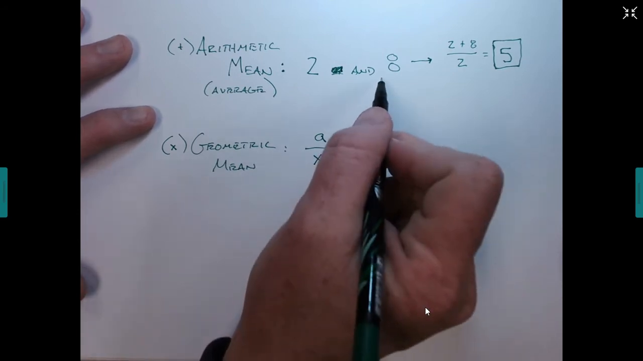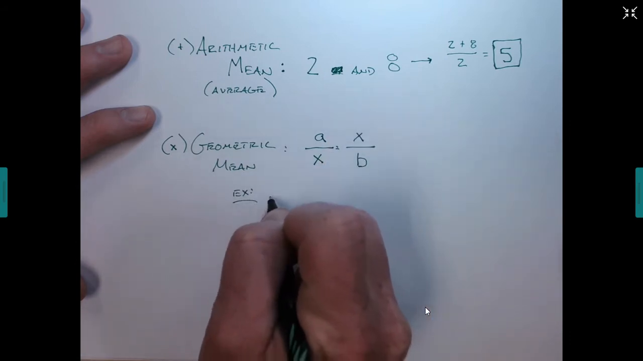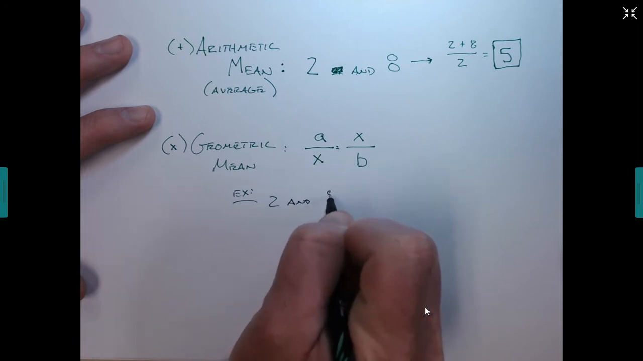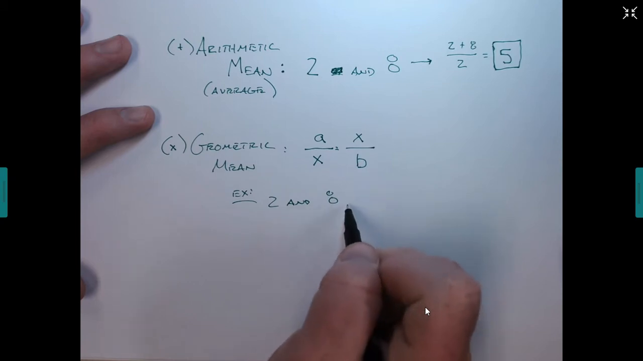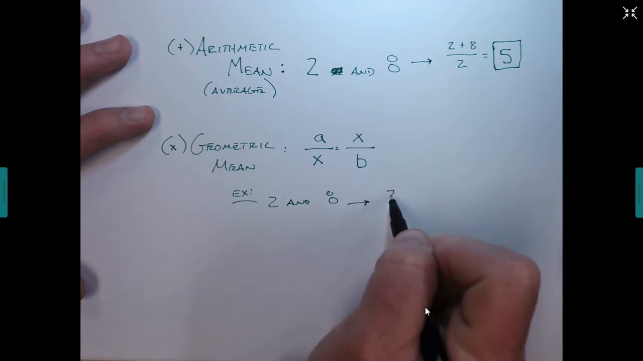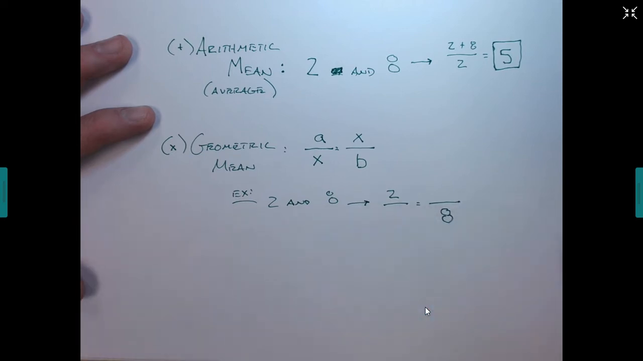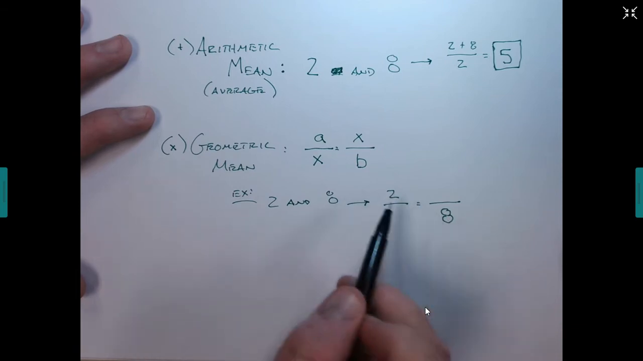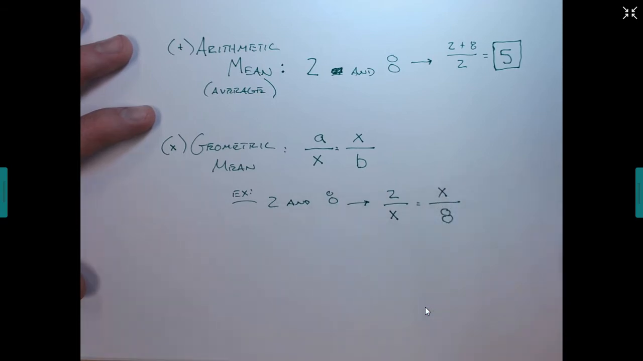So let's say we wanted to do the geometric mean of 2 and 8, just like we did before, but before we did the arithmetic mean, which is a different process. For the geometric mean, we put one of the numbers in that spot and the other number in this spot. It doesn't matter which one goes where, because remember, we're going to cross multiply. 2 times 8 is the same as 8 times 2. The geometric mean goes here and here.